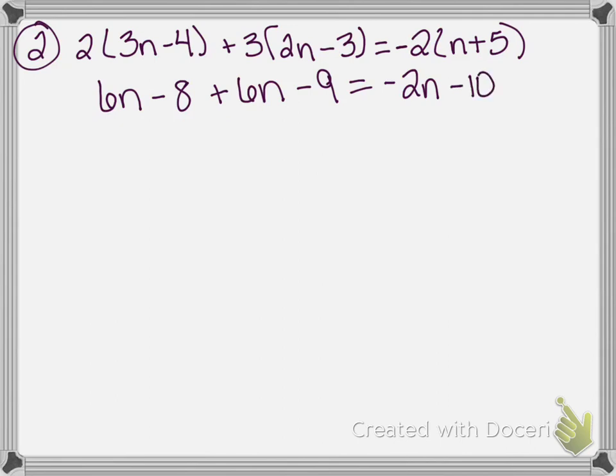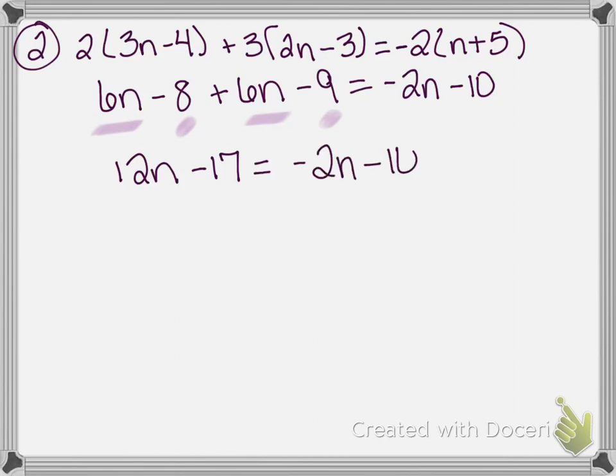Okay, now here I've got like terms on the same side of the equation that I need to combine. So before I move this negative 2n over, I want to go ahead and combine the 6n's. 6n plus 6n is 12n. Negative 8 and negative 9 is negative 17. Now that I combined the variables on the same side of the equation, I can start moving the variable to the left. So I'm going to add 2n to both sides.